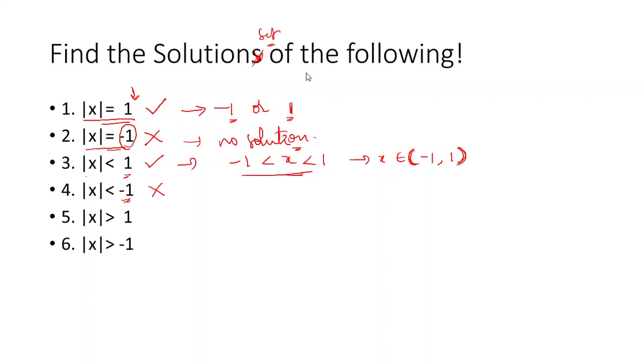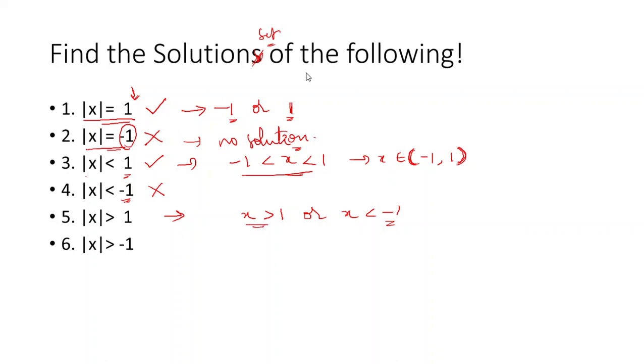Mod x is greater than 1. What would be the solution sets? Mod x is greater than 1 when x is greater than 1 or when x is less than -1. When x is less than -1, for example, when x is equal to -2, mod x is equal to 2, which is greater than 1. When x is equal to -3, mod of -3 is equal to 3, which is greater than 1.